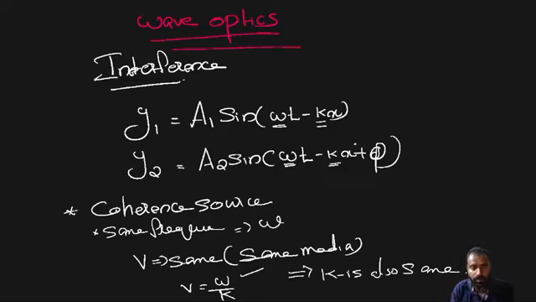For coherent sources, some properties are like same frequency. Now we have seen why k is constant, k is also the same. These are just the coherent sources. Later on, I will write the definition of coherent sources in more detail. Now, just keep in mind what coherent sources are, and why k and omega are the same for both.